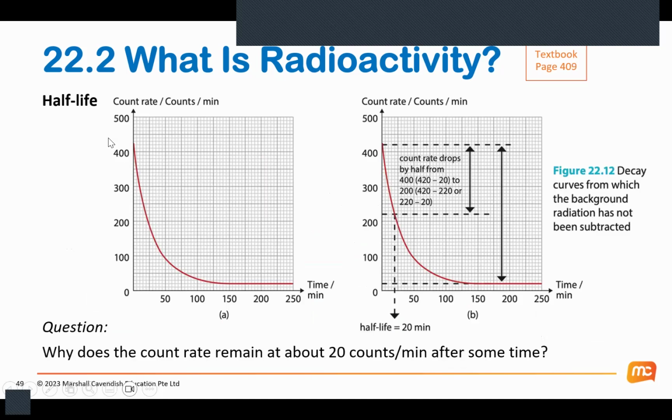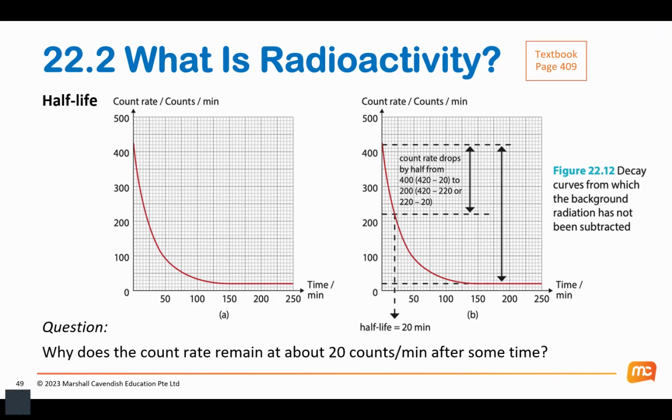But in real life, when we measure things, this is the decay curve that includes background radiation. That means I put my GM counter in a place where I have the radioactive source. It not only measures radiation from the source, it also measures radiation from the background. So it is important to subtract away the background radiation first.